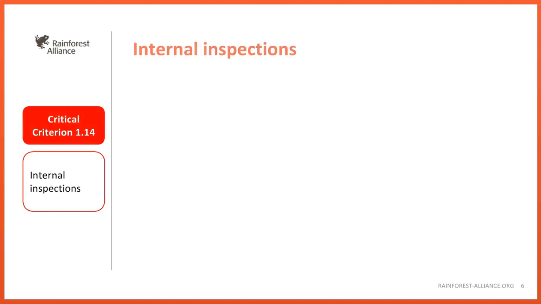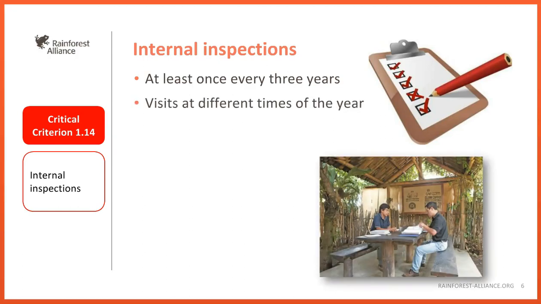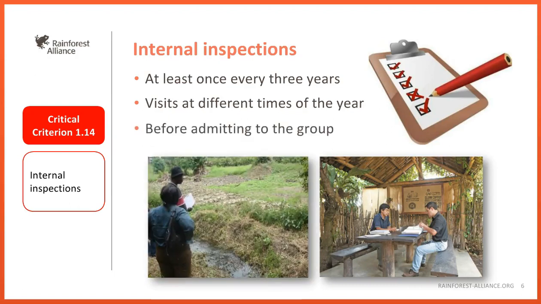After the members receive training, you need to conduct internal inspections to check whether they have implemented the standard on their farms. An internal inspection should be conducted at least once every 3 years, and the visit should be scheduled at different times of the year so that you can eventually assess all the range of practices that take place on a farm. An internal inspection should also be conducted before admitting a new member to the group.